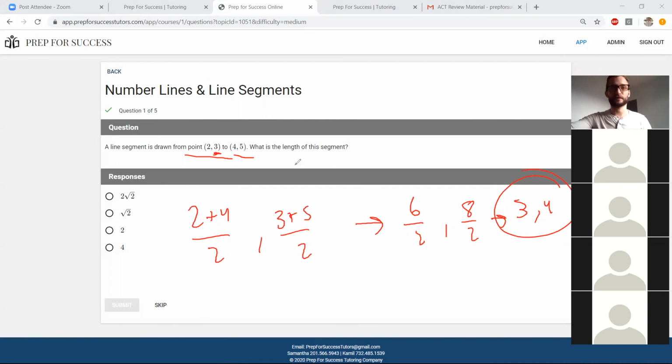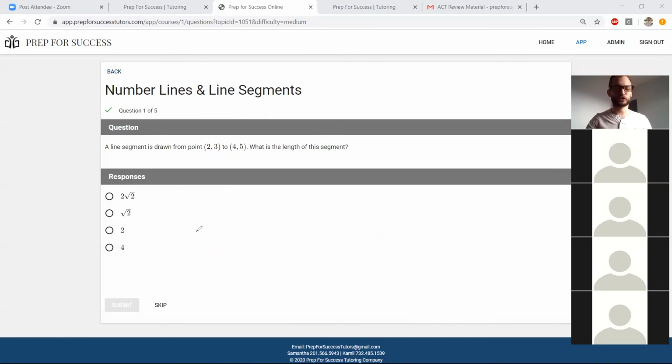The length of a segment. So here, let me just draw this one out for you guys. (2, 3). So over 2, up 3. And (4, 5). Over 4, up 5. Here's the other point. So they want to know the distance between these two. So this is what they're looking for. Looking for that line between them.